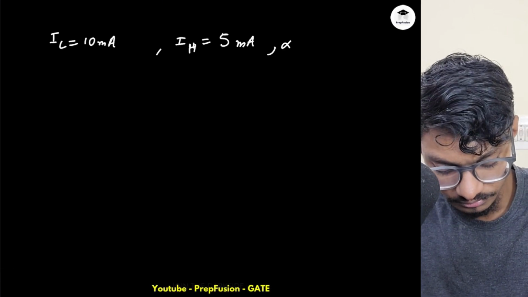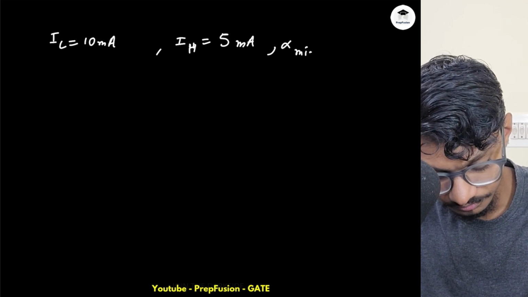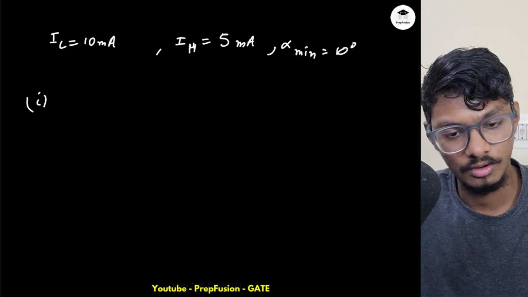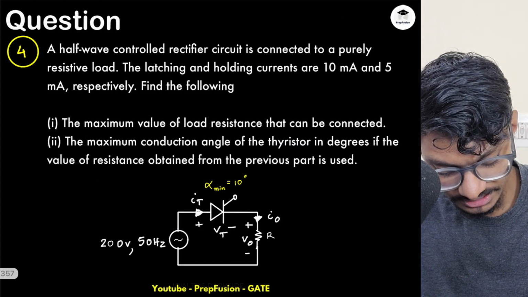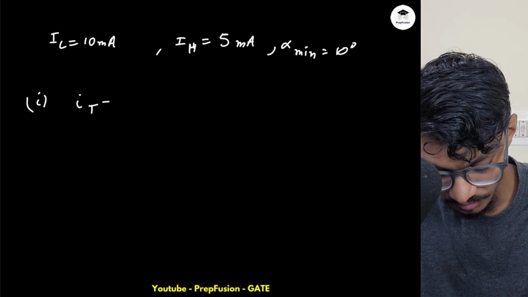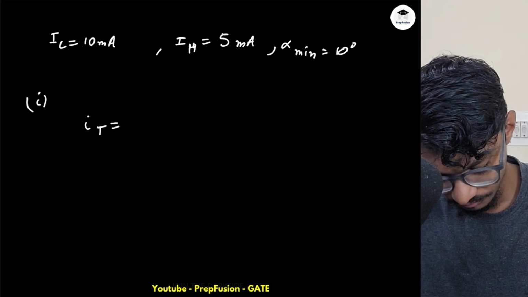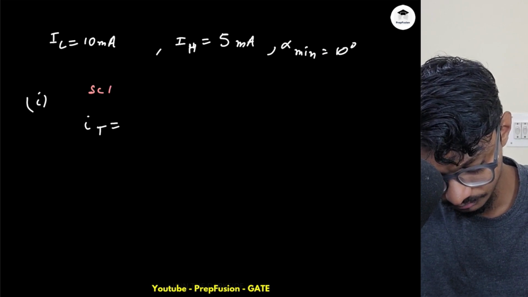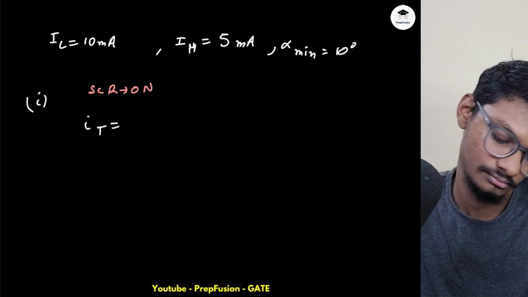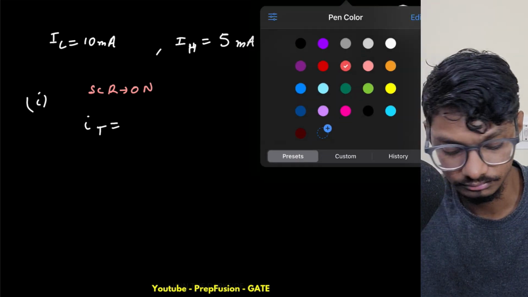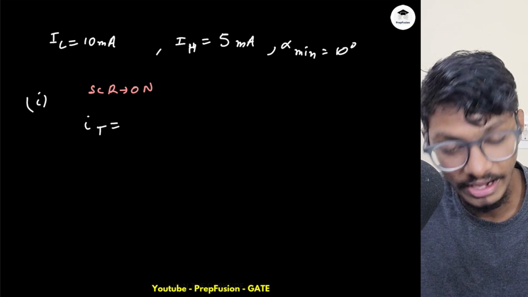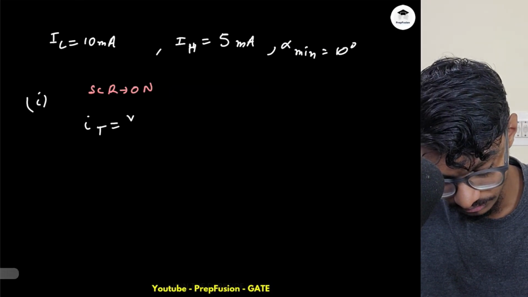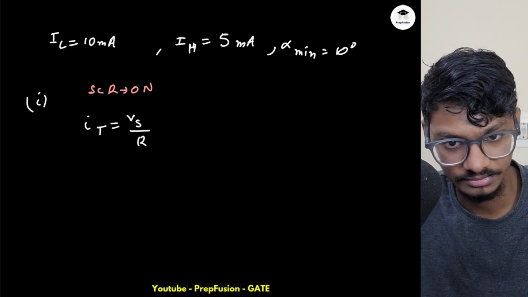So alpha minimum equals 10 degrees. Let's assume the SCR turns on. If the SCR turns on, what is the value of the thyristor current? IT will be, if the SCR is on, simply Vs upon R, because the SCR doesn't have any drop. That has already been explained.